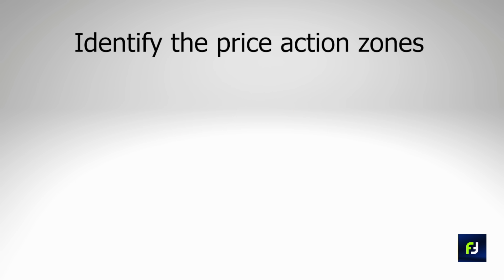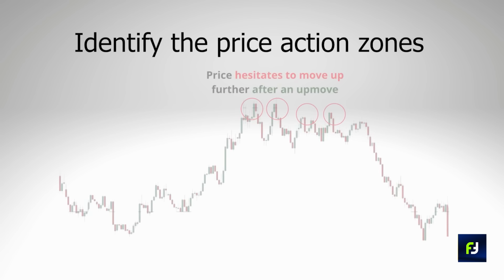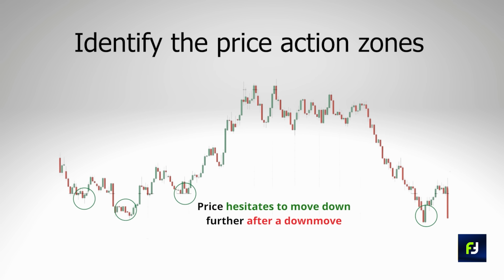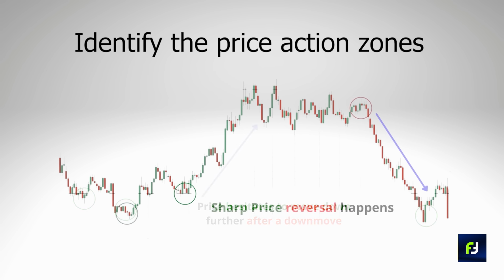Just to give you better clarity, you can identify a critical level when the price has displayed at least one of the following behaviors. That is, number 1, the price hesitates to move up further after a brief up move. Number 2, the price hesitates to move down further after a brief down move. And finally, number 3, when sharp reversals occur at a particular price point. These are some of the ways you can figure out the price action zones.